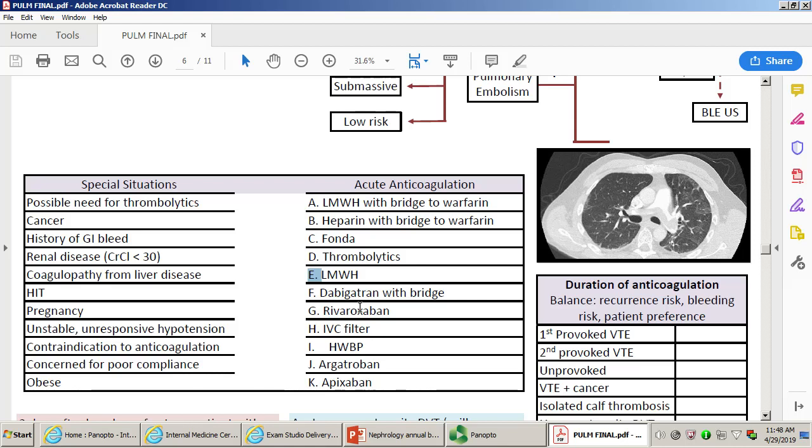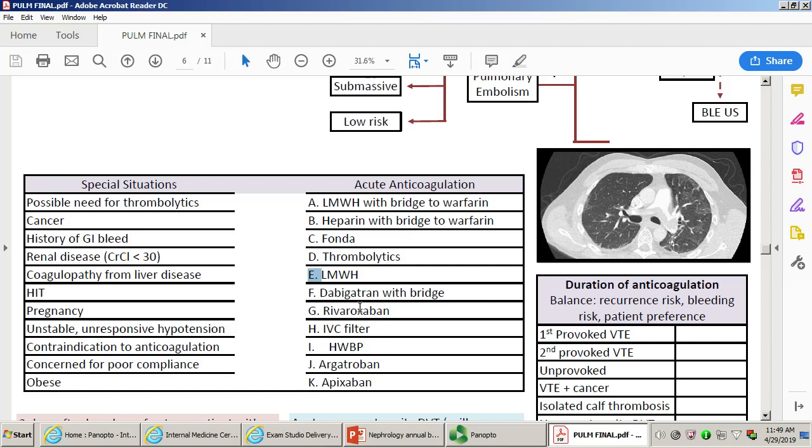Dabigatran, Pradaxa. It lowers the pH in the stomach, so out of all of the NOACs, it has the highest risk of GI bleeding. Renal disease. So you said the biggest brand is the worst one. Yes. So the answer is don't give dabigatran. It's the worst one for GI bleeding. Apixaban's the best one.